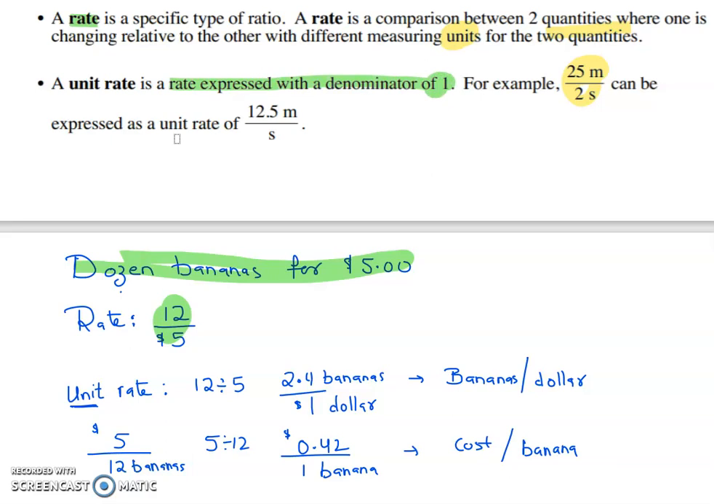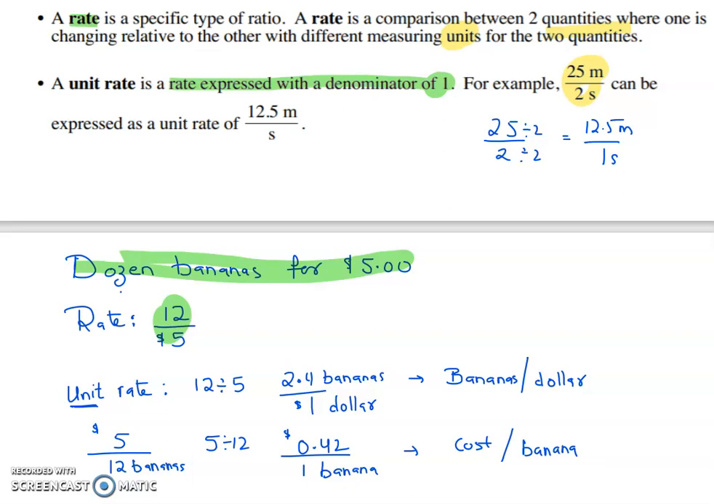So in the example here, 25 meters per 2 seconds is a rate, but if I divide 25 by 2, I am changing this denominator to 1. So 25 over 2, if I divide by 2, which is essentially an equivalent fraction, I get 12.5 over 1. So now I'm saying it's 12.5 meters for 1 second.